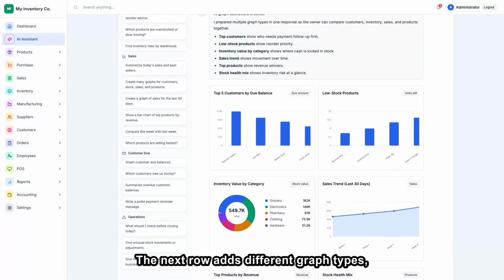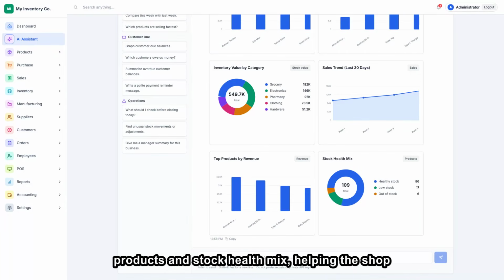The next row adds different graph types, including a donut chart for inventory value by category and an area chart for the sales trend. Then the assistant compares best-selling products and stock health mix, helping the shop owner understand revenue and inventory risk together.